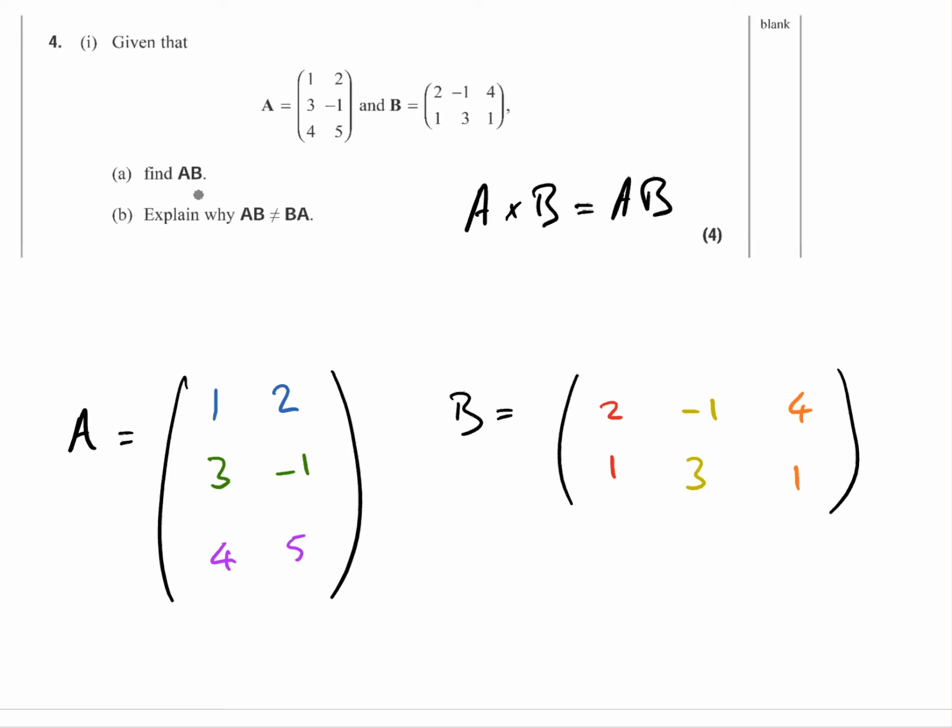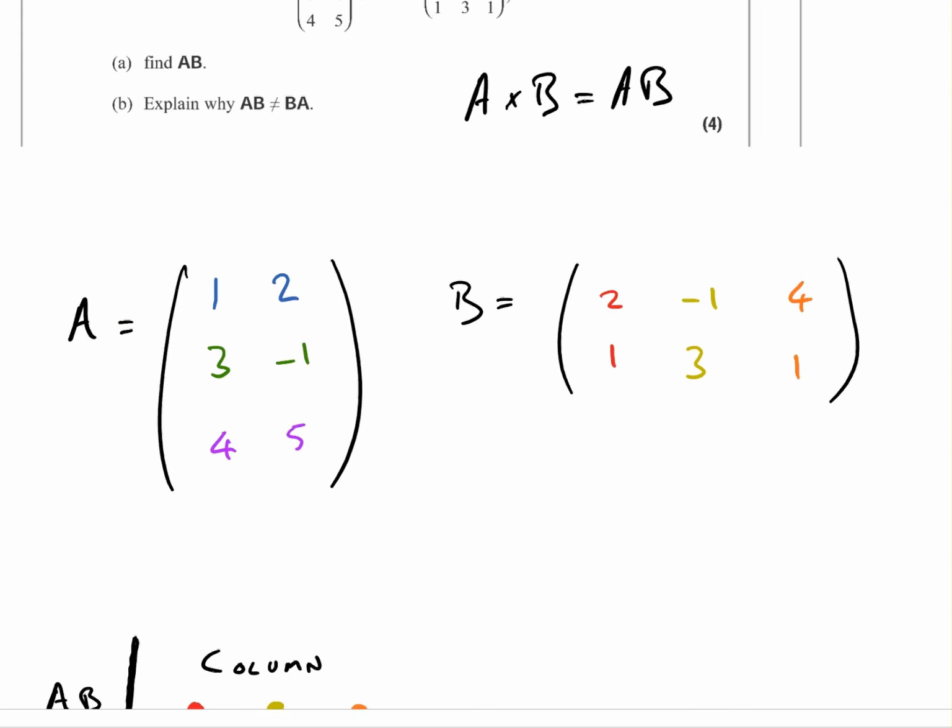And the second matrix is the B, and we're going to split that matrix up into columns. So we've got a red column, a yellow column, and an orange column. The first column is 2, 1. The second column is minus 1, 3. The third column is 4 and 1. Just to really make that clear.